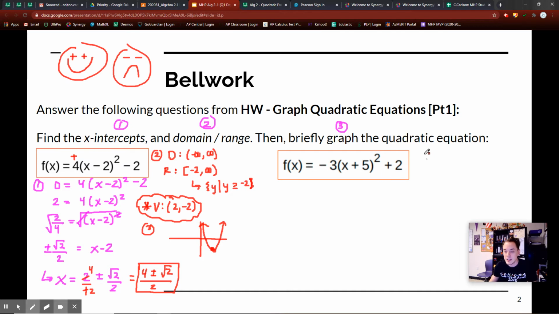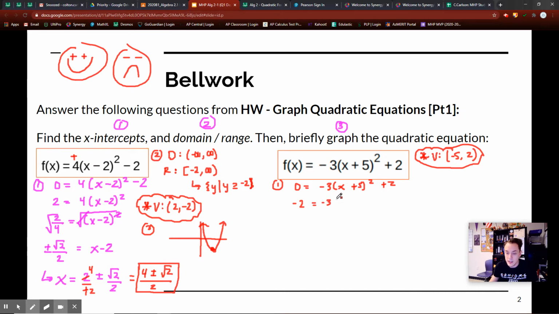All right, right here, let's start with the vertex right away because that's probably beneficial. So (-5, 2), that's my vertex. Let's actually solve for the x-intercepts as well. So I'm going to set this equal to 0. This is my first step here. Set that equal to 0, and then I'm going to start solving. So I'm going to subtract the 2 over.